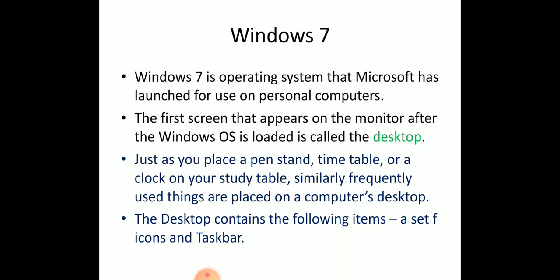Just as you place a pen stand, timetable or a clock on your study table, similarly, frequently used things are placed on the computer's desktop. The icons that you use most frequently are on the desktop. The desktop contains the following items: a set of icons and a taskbar.